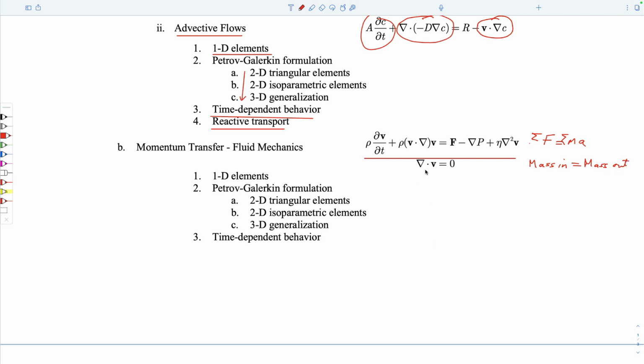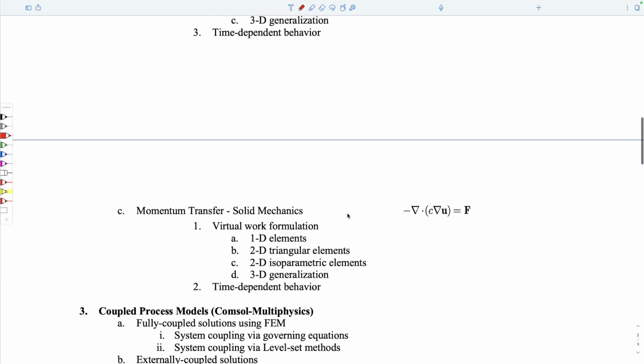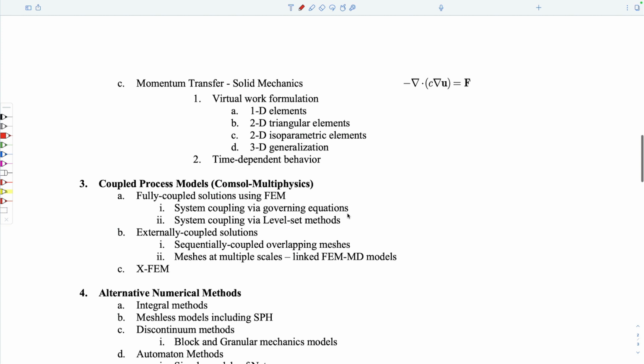No accumulation of mass in this second equation here. And we'll spend a very small amount of time dealing with that because that's not really a focus of the class. And then we'll talk about momentum transfer in solid mechanics. So solid mechanics, when you deform solid bodies, when you crack solids or compress solids, you stand on the soil and you compress it, is what we'll deal with. And again, we'll talk about one-dimensional elements, multi-dimensional elements, and we'll talk about time-dependent behavior.